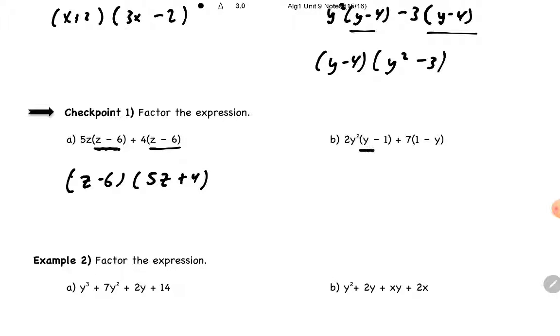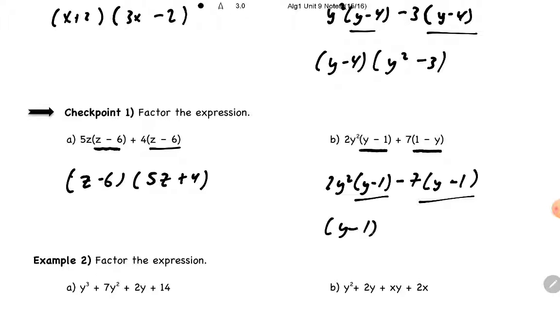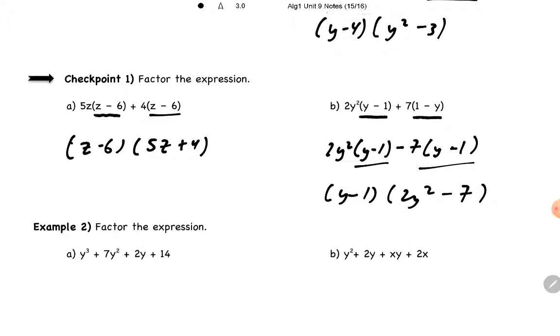These both share a y minus 1. This one I need to change a little bit. So 2y squared, y minus 1. Factor out a negative, I'll get negative 7 times y minus 1. So they both now share a y minus 1, so I can say y minus 1 times the quantity 2y squared minus 7.